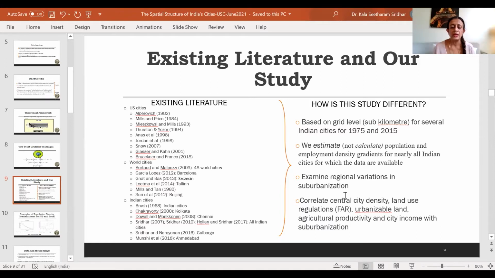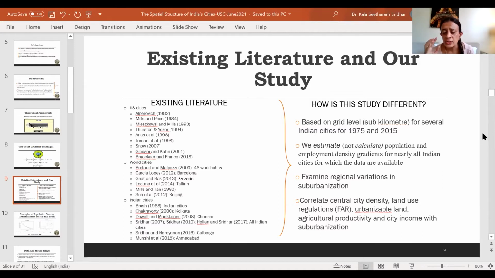Munshi et al. did not look at suburbanization. They just looked at how employment in Ahmedabad, in the western Indian state of Gujarat, had gradually moved away from the city center. So how is this study different from the existing studies?